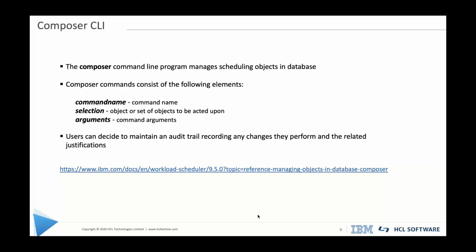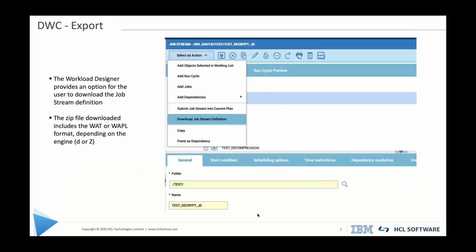I think that all of you, all the distributed users, know about the Composer command line, so probably I don't need to spend too much time on this one. The syntax includes the command name, the object or the set of objects that are selected, and then the parameters you want to specify. The users can decide to audit all the changes that are performed through the Composer command line.